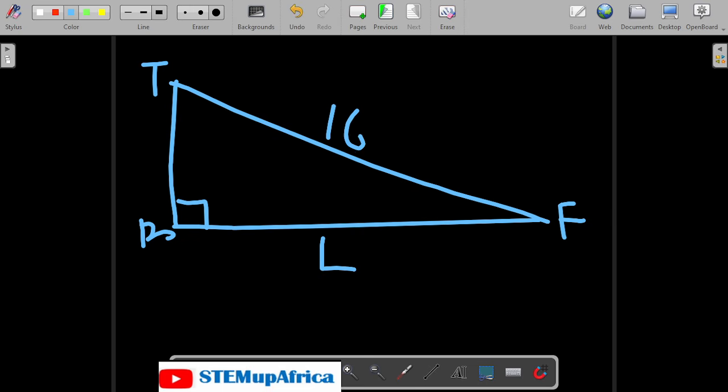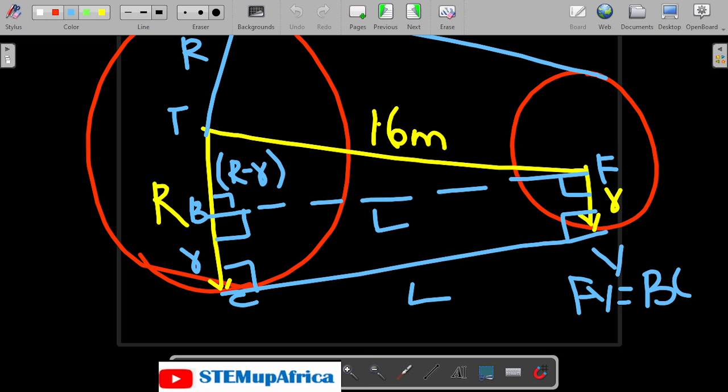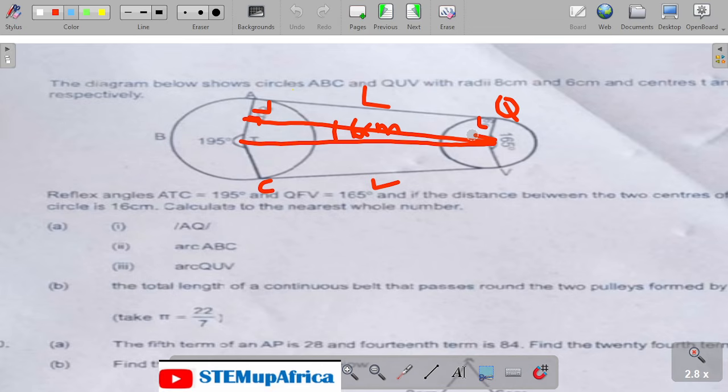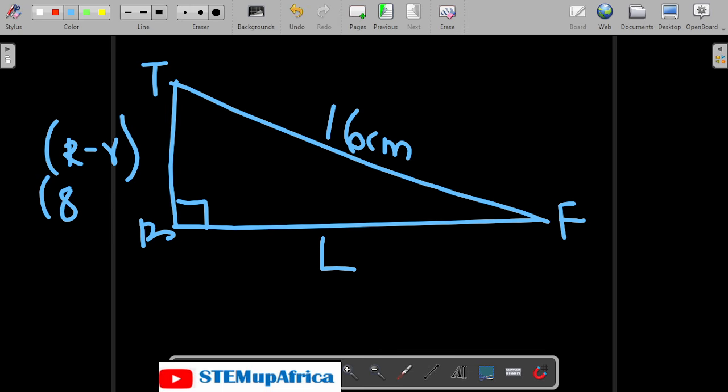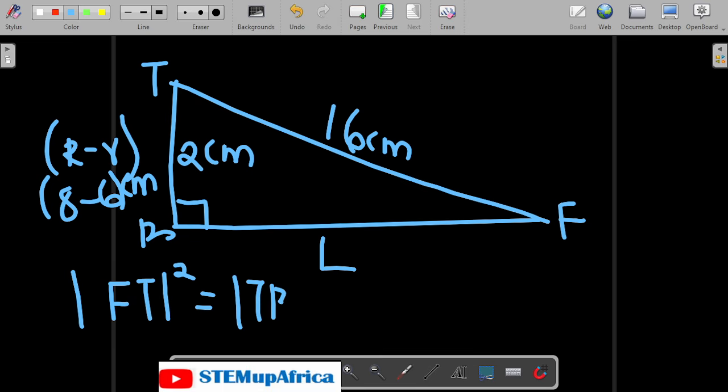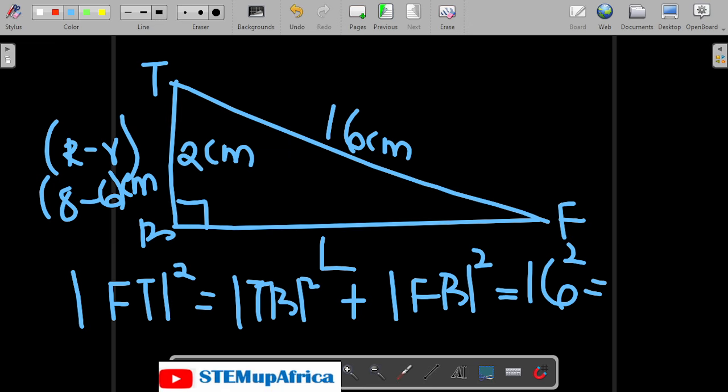The distance between this and this is now 16 cm. Here is the big arrow minus the small arrow. And the big arrow is given to us from the question as what? The capital arrow is 8, the small arrow is 6. So we are simply having here 8 minus 6 cm. So the whole of TB now is 2 cm. So to find L, I'll simply apply Pythagoras theorem. That will say TF square equals TB square plus FB square. So I'm having 16 square equals 2 square plus x square.